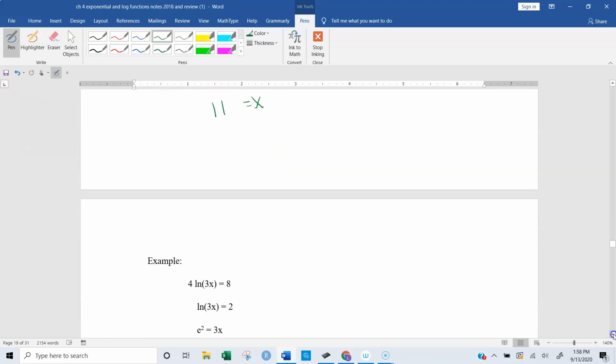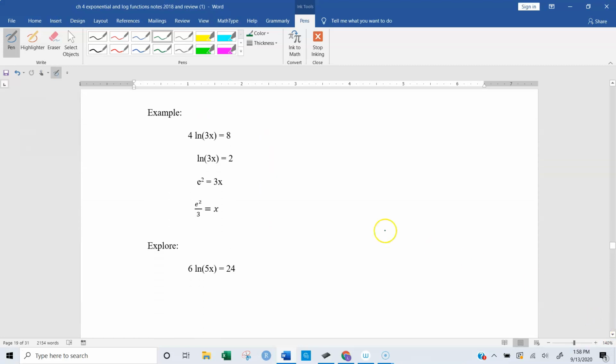Let's continue on. 4 natural log of 3x equals 8. You could actually do this by putting the exponent up here, but it gets really large, so we don't particularly want to do that. We're going to simplify if we can. Since both of these are divisible by 4, we're going to divide both sides by 4. So now I got the natural log of 3x equals 2. And remember the natural log's base is e. So this means e squared equals 3x. Now I need to solve for x, so I divide by 3, and I am finished.